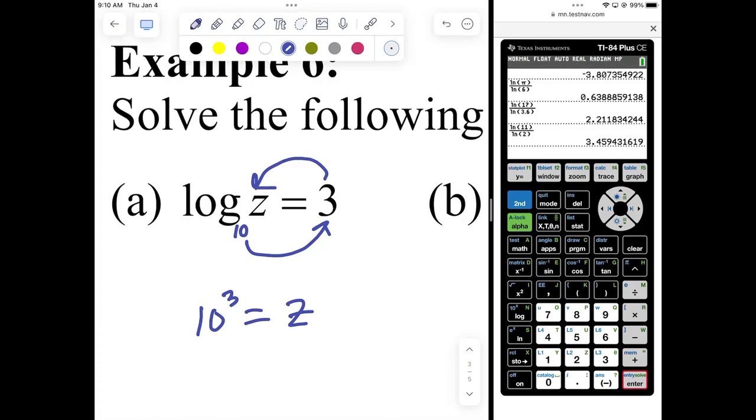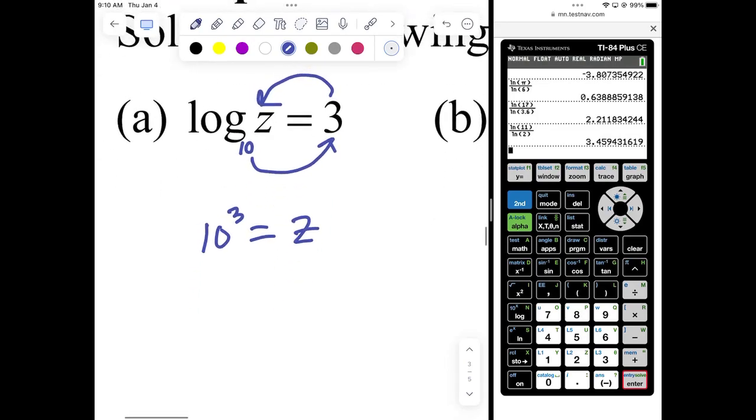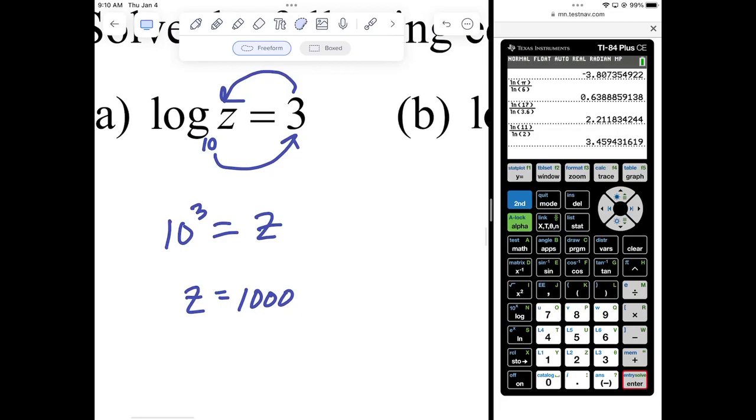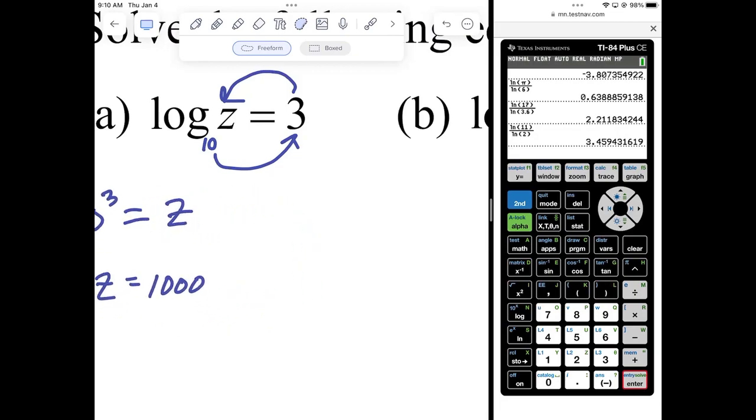Oh my gosh. Just converting that to exponential form gives us the solving for z part, and we get z equals what? What's 10 to the third? 1,000. Wow. Now that's one way to do it. That's doing it by thinking about what it means to be a log.